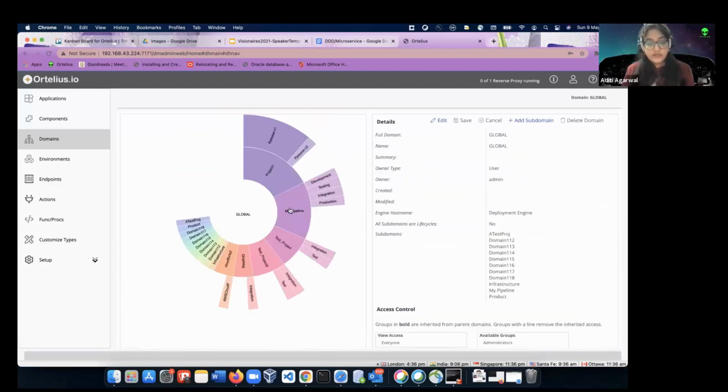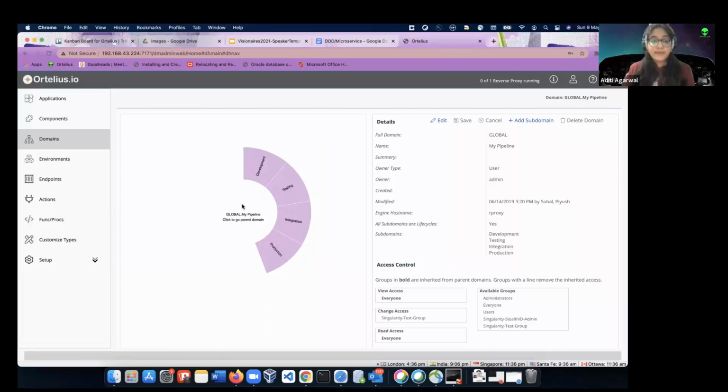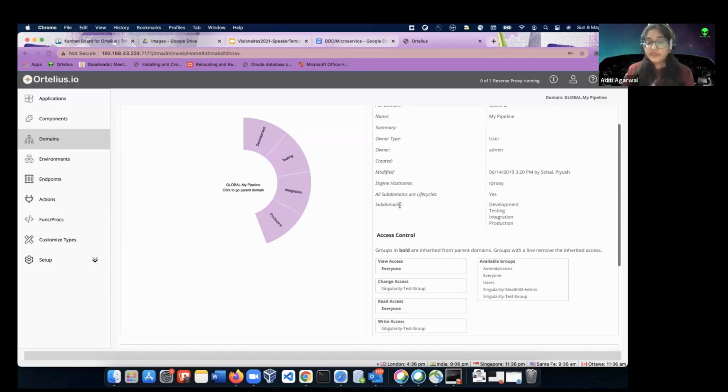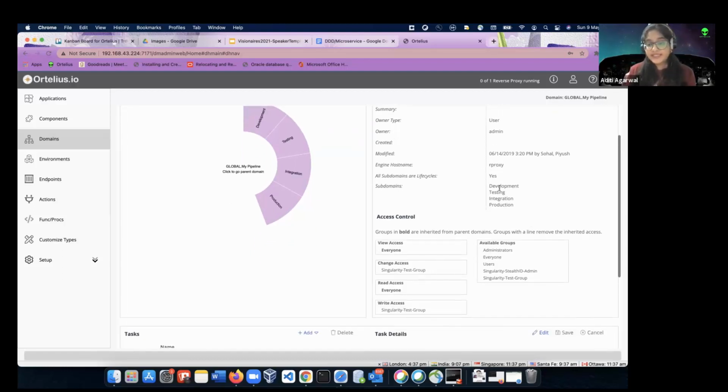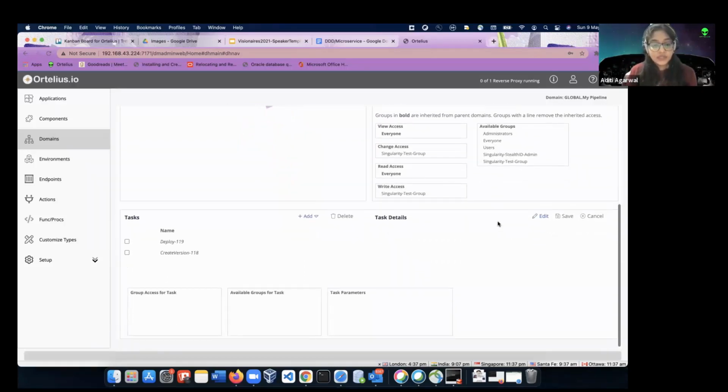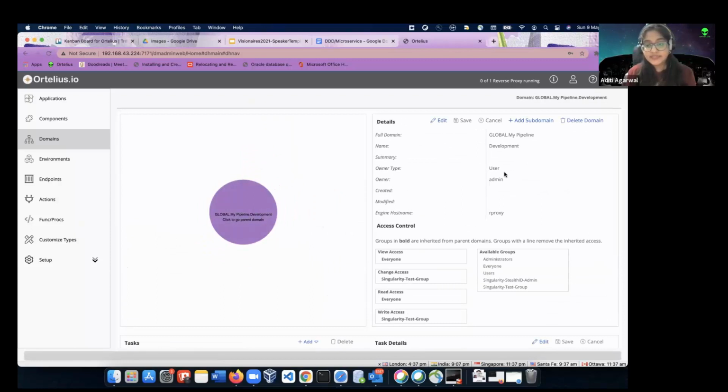If I go beyond, for example, I'm going to my pipeline. Now you can see that my details also changed. My full domain remains global, but my name changed to my pipeline. Earlier it was global, now it is my pipeline. We can see that the host name has also changed. Earlier it was deployment engine, now it is our proxy. Now we have further subdomains inside it: development, testing, integration, production. So these are all the details for this. If I go beyond, we can see again these details change. Now my full domain changed to global.mypipeline.